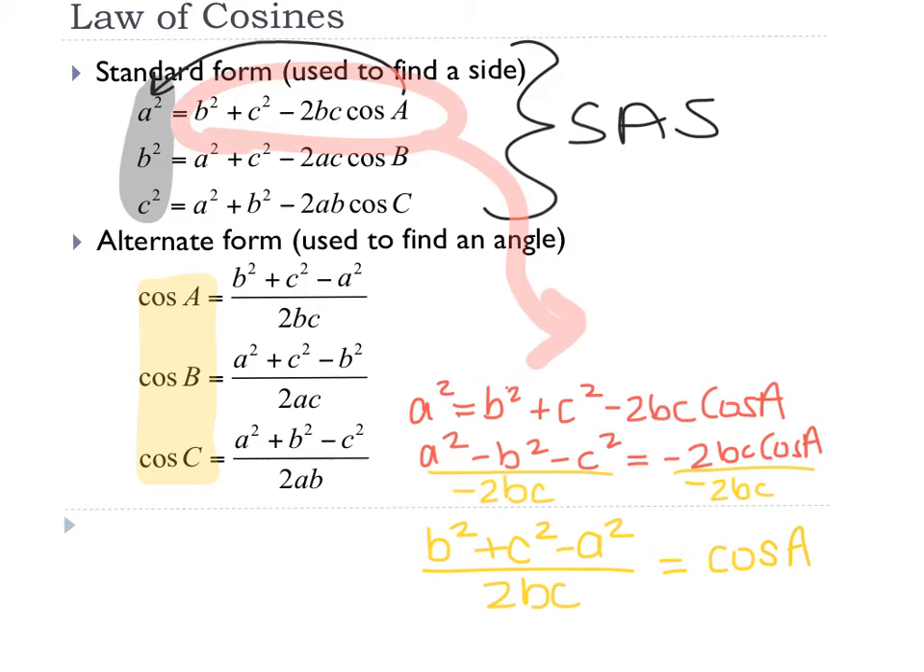So what do you notice about everything that you need for the bottom? What type of things are you plugging in there? So if I'm trying to find angle A, I need to know what 3 pieces of information? All 3 sides, right? So law of cosines, to find the angle, you need all 3 sides. So that's a side, side, side scenario.